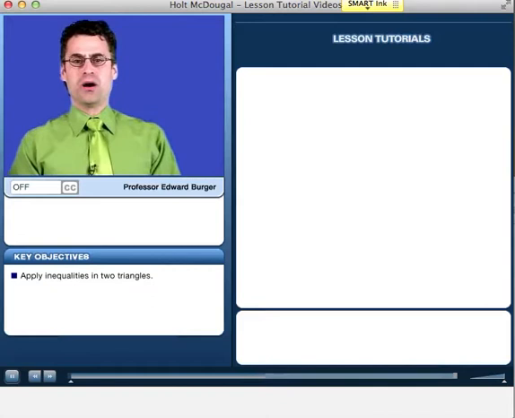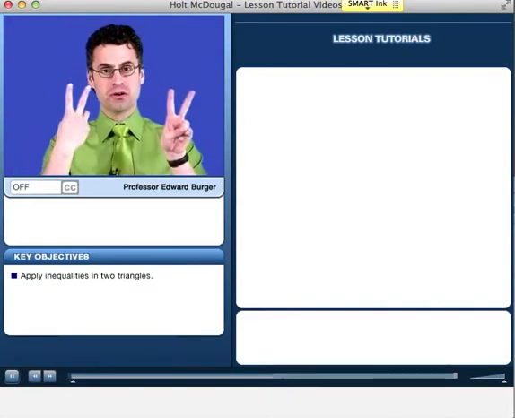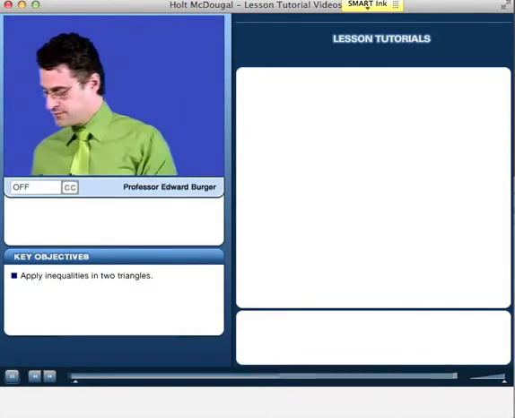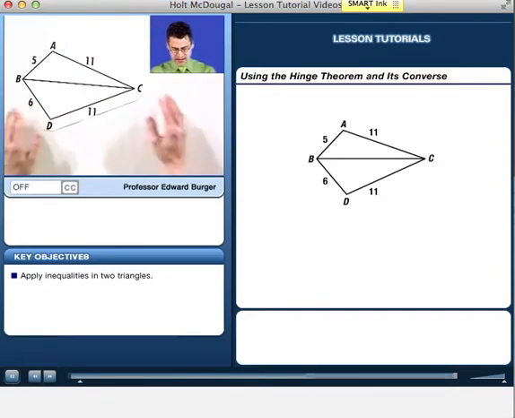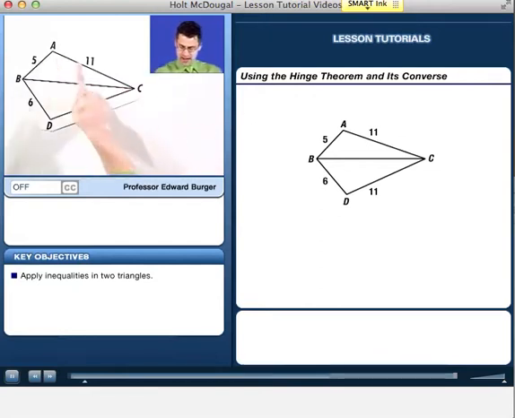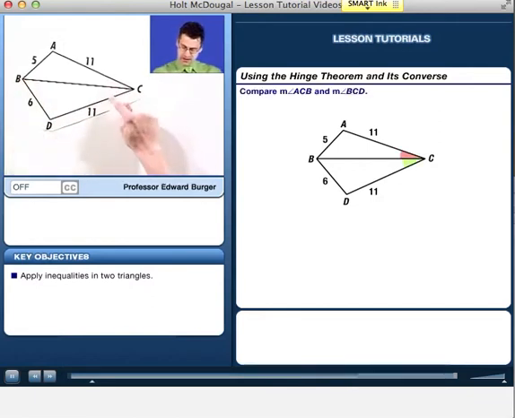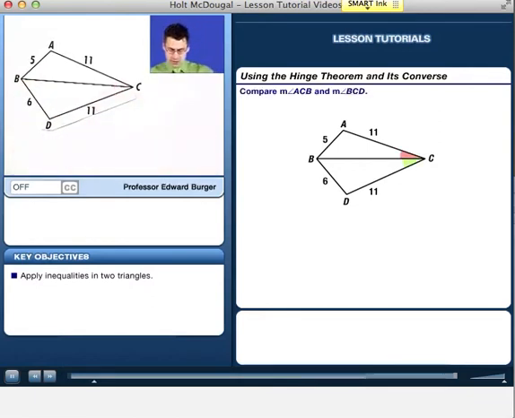Hey, let's take a look at some inequalities involving two triangles. So here's the first one. What I'd like us to do is compare this angle, angle ACB, to angle BCD. So I want to compare these two angles. Well, how can I do that?